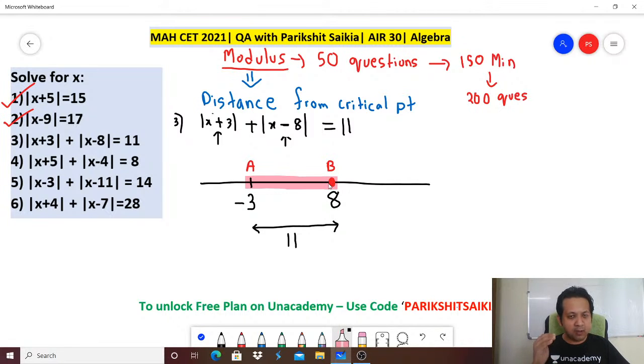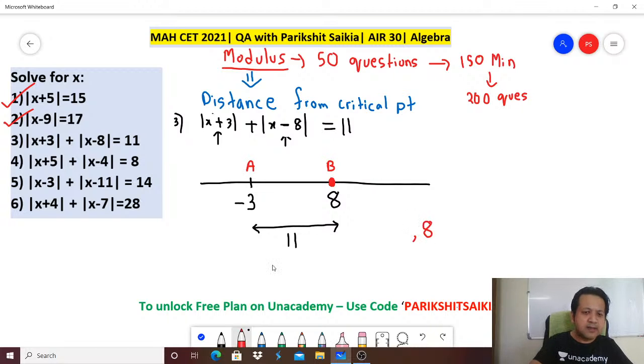Remember what I need? The total distance covered should be 11. So you can assume that B is at home. If A has to meet B, it will come to B's house and will cover a total distance of 11. So one answer definitely will be 8.